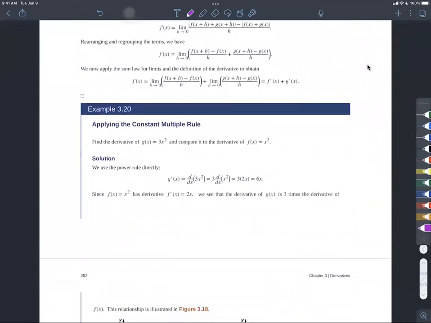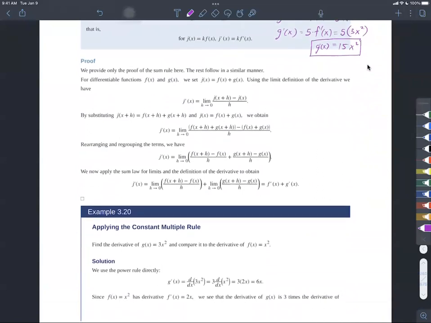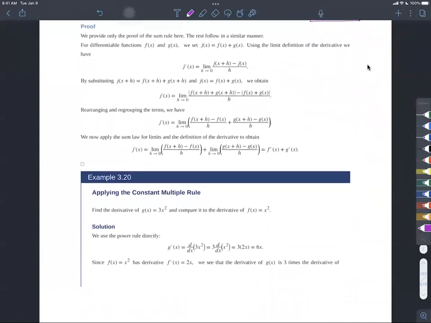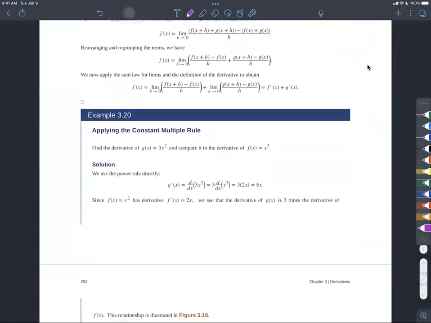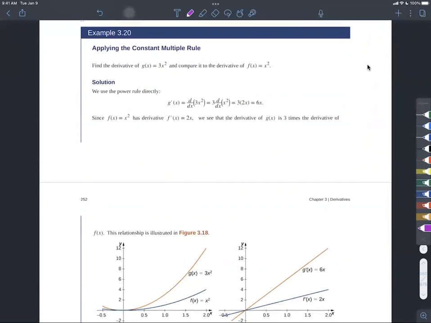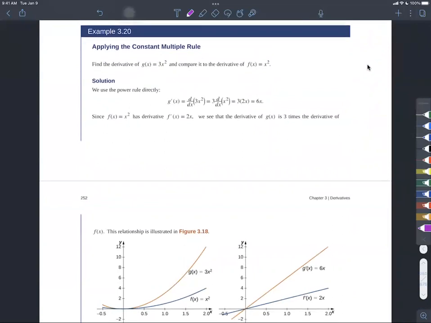All right. I do like going over proofs, but they do take a lot of time, and most people generally are okay without seeing it. Okay, so applying the constant multiple rule.